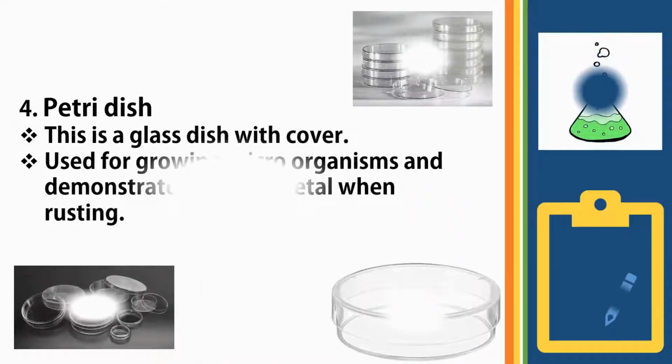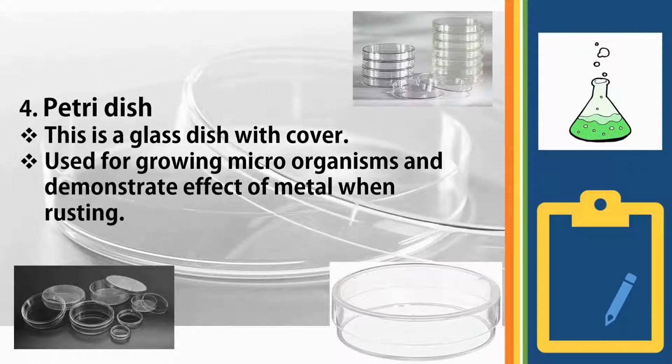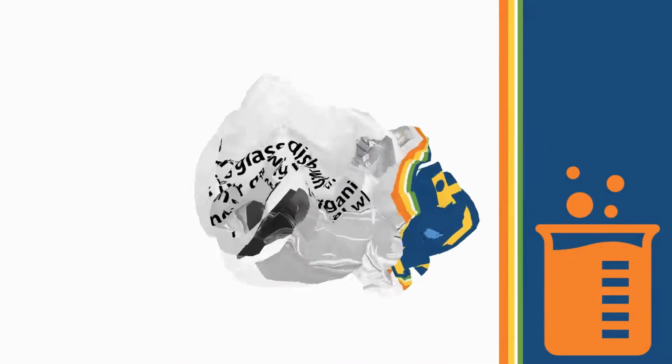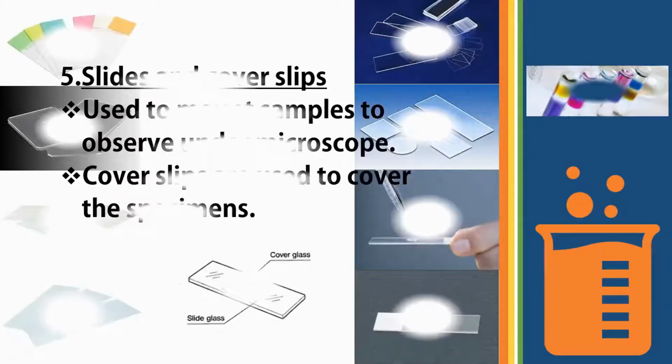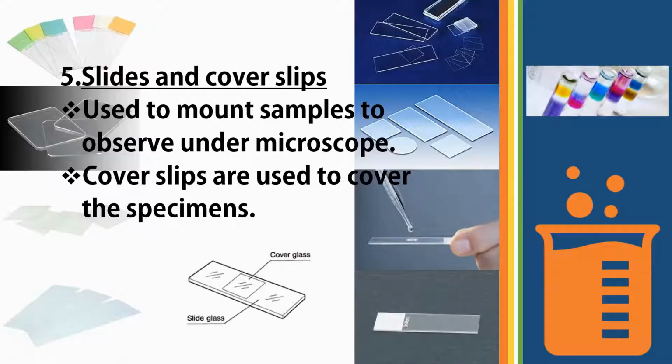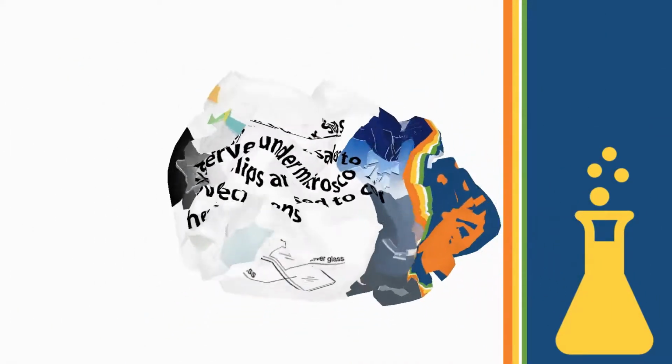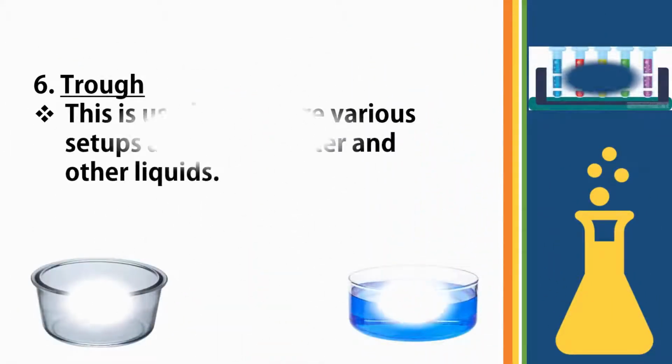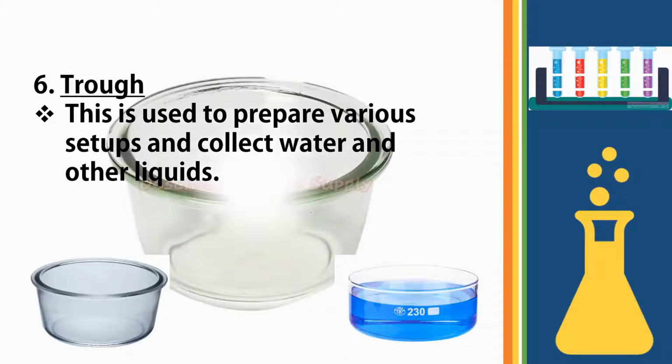Petri dish. This is a glass dish with a cover. Used for growing microorganisms and to demonstrate the effect of metal when rusting. Slides and cover slips. Used to mount samples to observe under a microscope. Cover slips are used to cover the specimens. Trough. This is used to prepare various setups and collect water and other liquids.